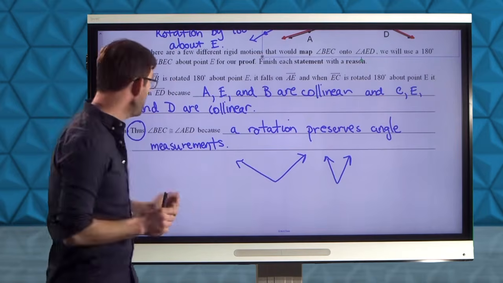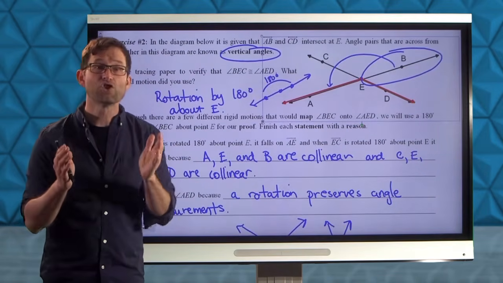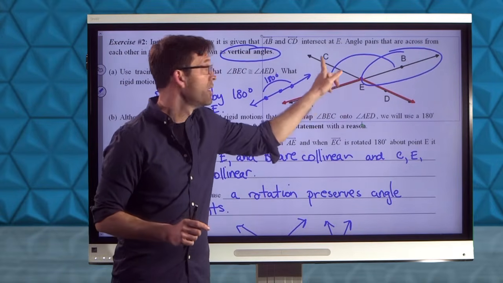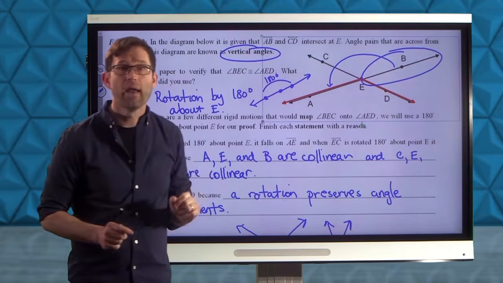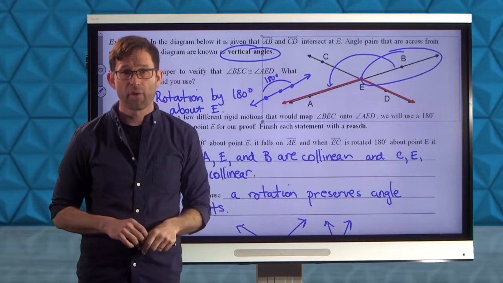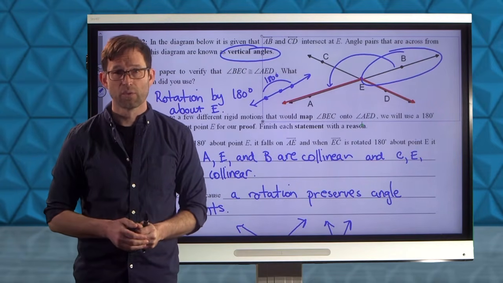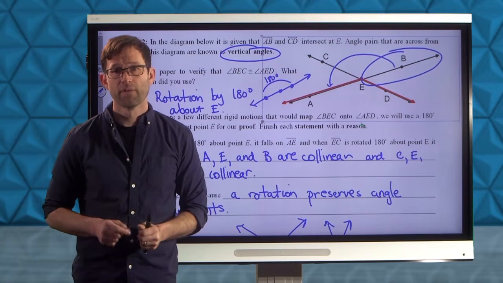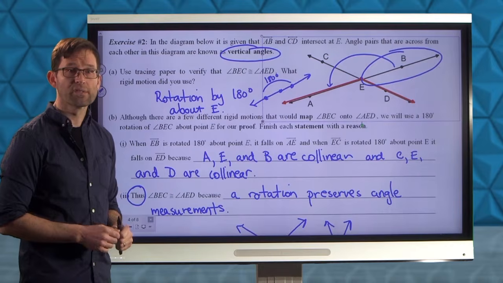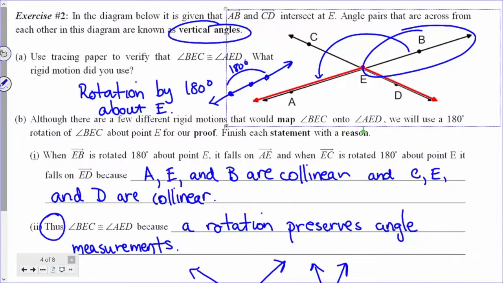The key here is that by using a rigid body motion, one that doesn't change the angle measurement, I'm able to map this ray onto this one and this ray onto that one. And because I can map the two rays of one angle onto the two rays of the other angle, the two angles have to be congruent, because it was a rigid body motion. Very, very important. All right, write anything down that you might need to on this slide. I know it's a little bit messy, but kind of an important one.